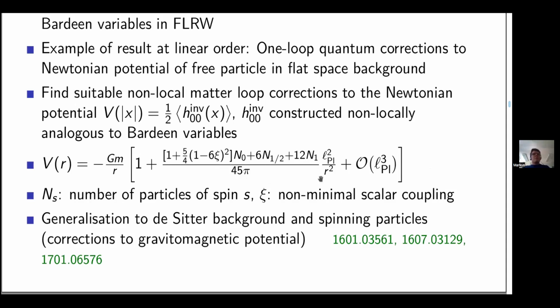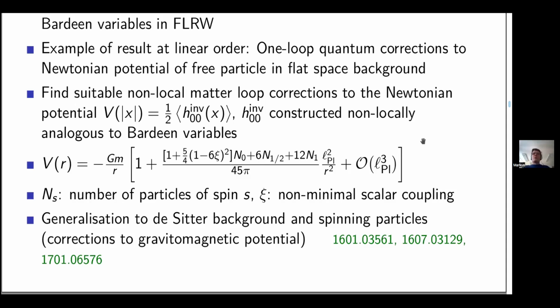This was already known by other methods, but it's very nice that one can also get it using these observables in some nice effective action method. One can generalize this to a de Sitter background, or also to spinning particles. Here I consider really a body at rest, so its potential gets corrected. But of course, one can think about a rotating body like Earth that rotates around itself. Then one gets corrections to the gravitomagnetic potentials. That will be the 0I components of the invariant metric perturbation. It's in these papers. Nice computation, nice results.